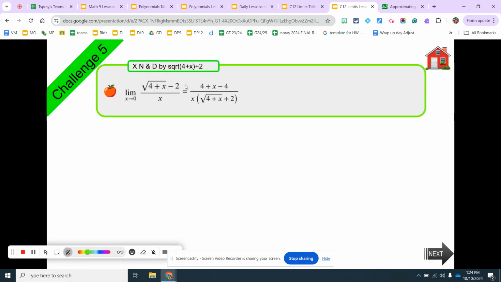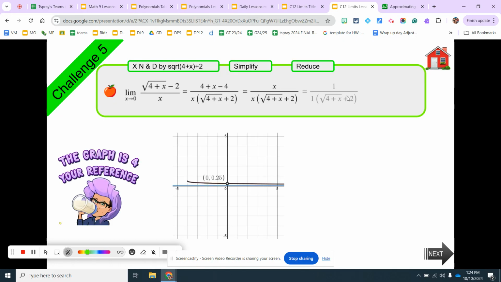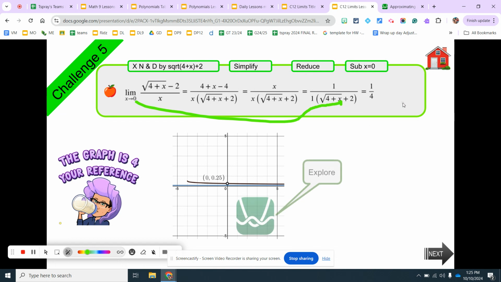Okay, so we multiplied top and bottom by the conjugate. That's how we got from here to here. And then we simplified. That's how we got to here. Must have made a silly mistake on the back page because that is a positive x. Those x's will cancel. So now all I have to do is sneak 0 in for x as I apply the limit. And when I do that, it's just going to be 1 over 4 because the square root of 4 is 2, plus 2 is 4. So the limit is 1/4.